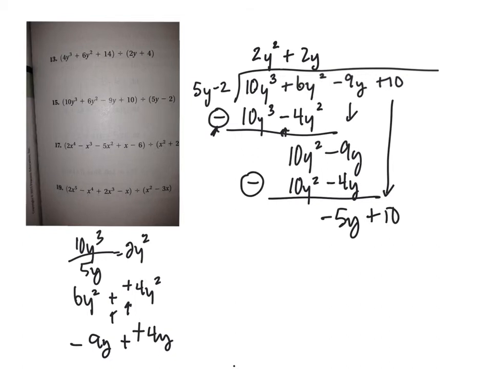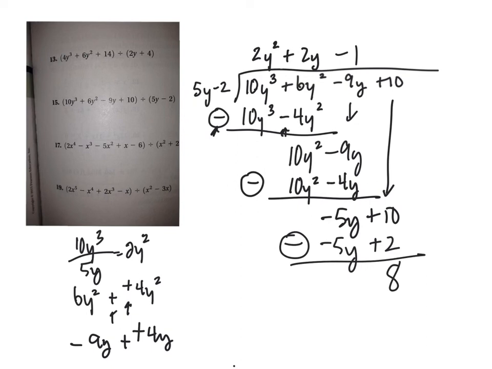Now I'll divide 5y into negative 5y, and that'll go negative 1 times. Multiply, so it'd be negative 5y. Negative 1 times negative 2 is a positive 2. Then subtract both of these. So negative 5 minus a negative cancels, and 10 take away 2 would be 8.